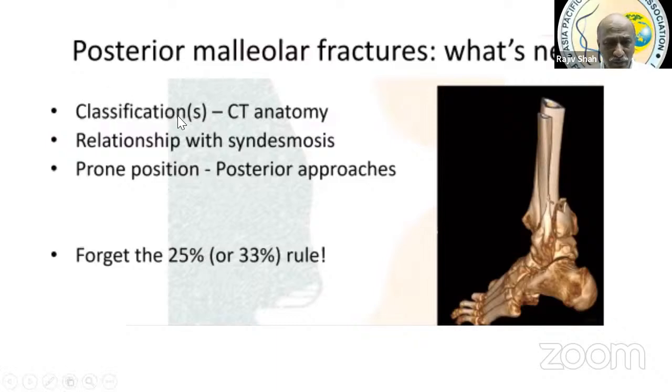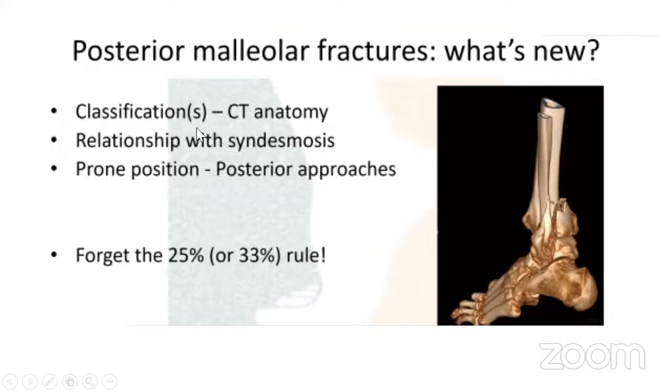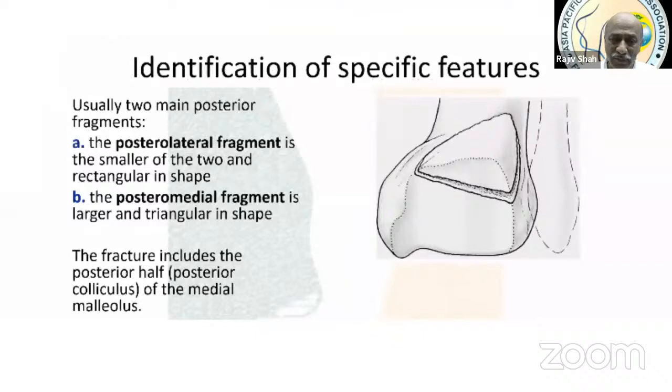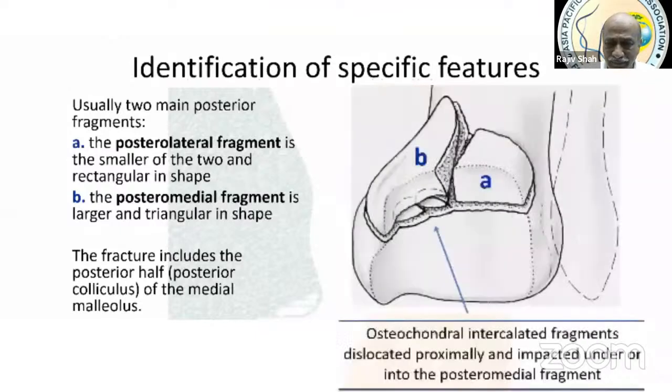So we want to talk about four important parts. One is classification, which is based on the CT scan and its relationship with the syndesmosis. More often than not, prone position and posterior approaches are being used, and we have to forget that 25% or 33% rule, which somebody already pointed out. So there are two fragments, posteromedial and posterolateral. We know that, and this is very important.